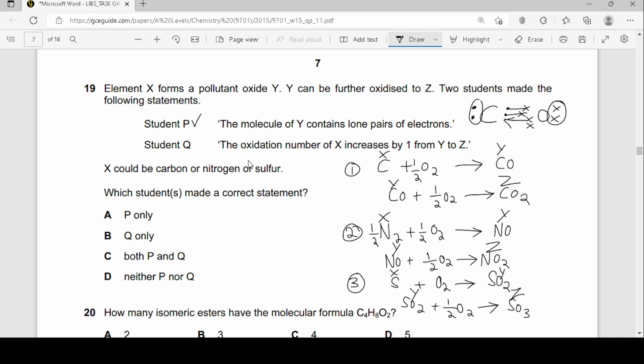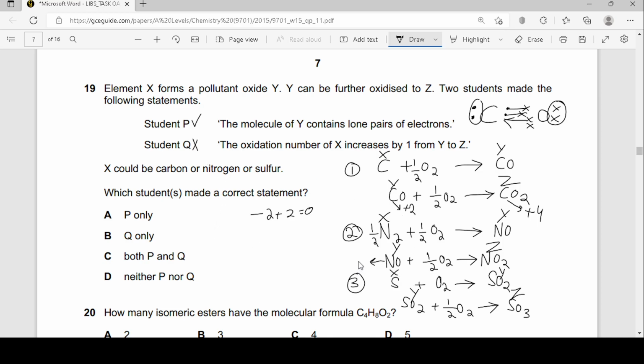So I have: oxidation number of X increases by 1 from Y to Z. So Y, I have this as minus 2, this means this must be plus 2, because the overall charge of a compound should be 0, right? So minus 2 plus 2 becomes 0. So that's plus 2, and over here we have minus 2 times 2, that becomes minus 4 for oxygen in total, and then for carbon it will become plus 4. Plus 2 to plus 4, that is increasing by 2. So firstly I have got wrong, but let me check for the others.